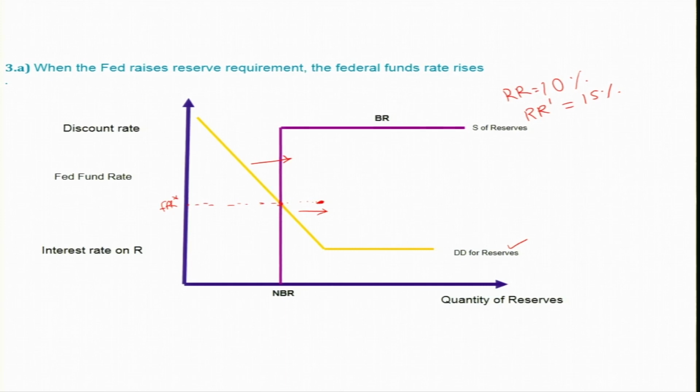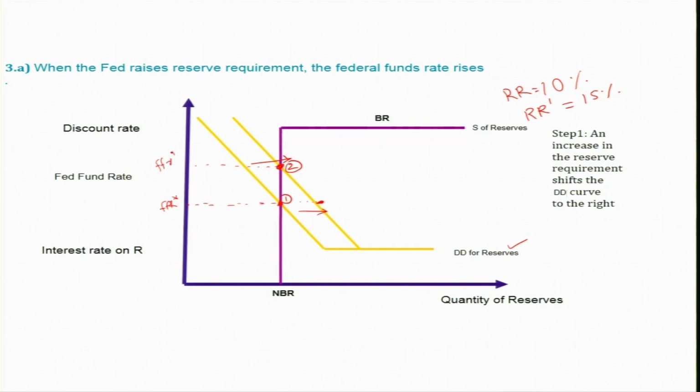So, as a result, the increase in the reserve requirement shifts the demand curve to the right. They are forced to borrow more, and this is the new intersection point. This is the initial equilibrium position, this is the new equilibrium position. You can see that this is the new Fed fund rate. So what we have seen here is that when the Fed increases the reserve requirement, the demand for reserves will be increasing in the market, and it will put an upward pressure on the Fed fund rate.